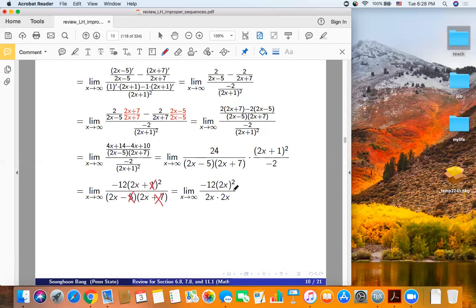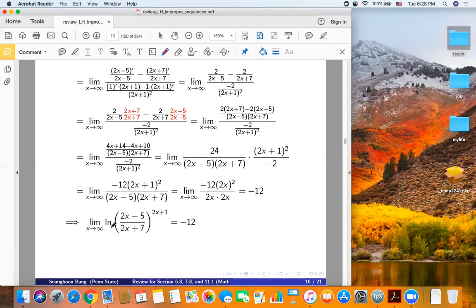So you can keep negative 12, 2x squared over 2x times 2x. So 2x squared is crossed out, negative 12. This is not the final answer. So we have only this one.